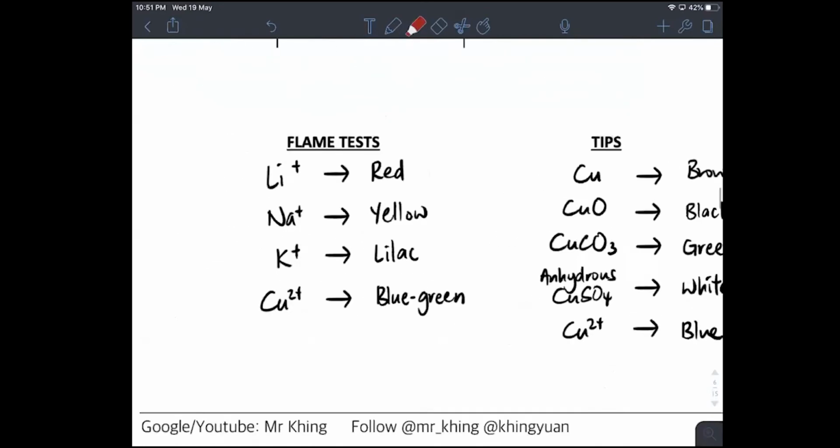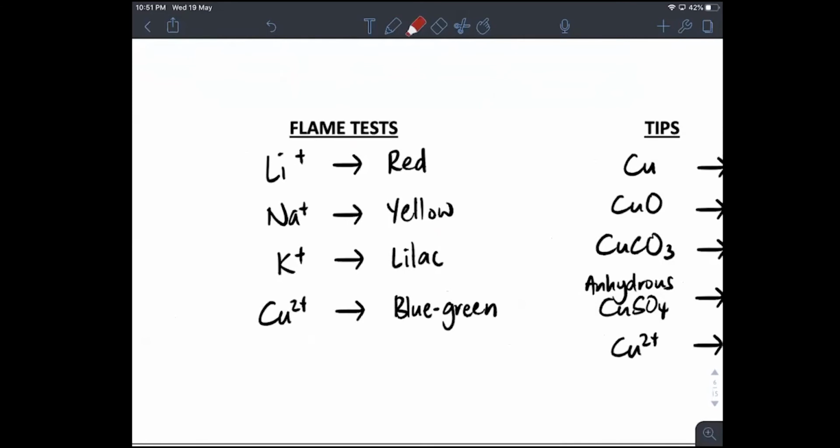Next one, flame test. You only need to know the flame test for these 4 metal ions, that's it. Other than these 4, it is not needed in your syllabus. Like lithium red in color, sodium yellow, and so on. Remember the color for the flame test. For copper, it is blue-green in color. Do not just write blue or green. It has to be blue-green. Take notes about this.